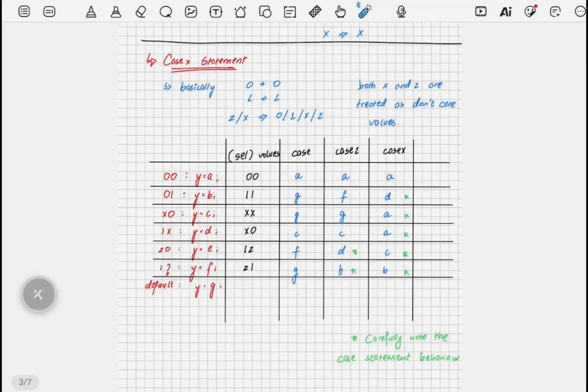Because as RTL design engineers, it's not just important that you know what you code, but you should also know how it will be synthesized. Because the gate level netlist is the one which will go downstream in the flow, right? So basically, how are they synthesized? I'll try to add another video separately on how these statements are synthesized.